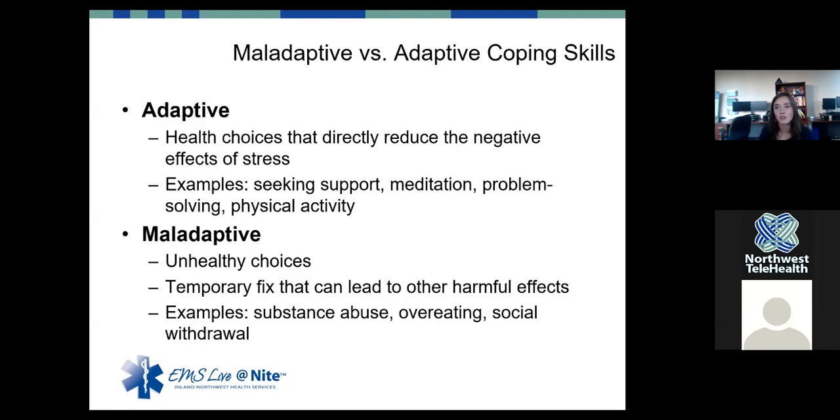And then maladaptive. So these are unhealthy choices. It's a temporary fix that can lead to other harmful effects. So we're talking substance abuse here, overeating, social withdrawal. That might help you feel better for a shorter period of time, but it's causing other harmful effects, and it's also just temporary. So you're going to have to face those issues again. And so finding those adaptive ways to cope will be really helpful.